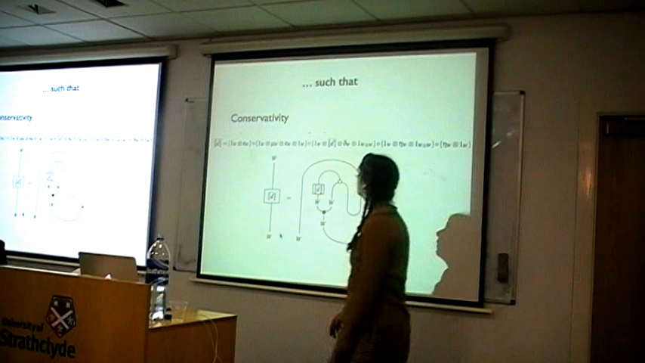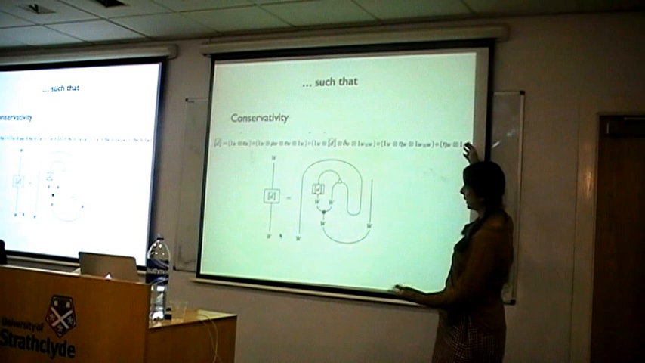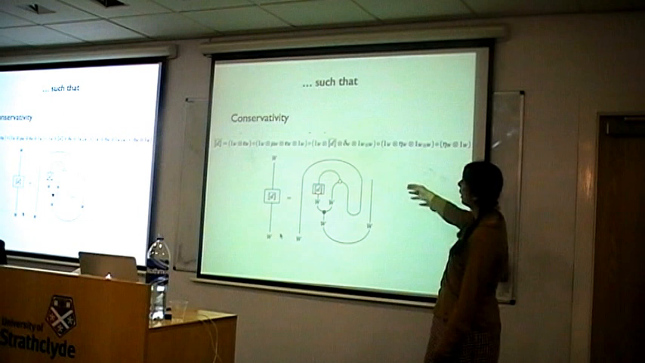Conservativity corresponds to this: we define a D map, and we take it to be equal to this morphism. So that's the axiom of conservativity imposed on the compact closed category bialgebras. And diagrammatically, it looks like this. You see the bialgebra here.